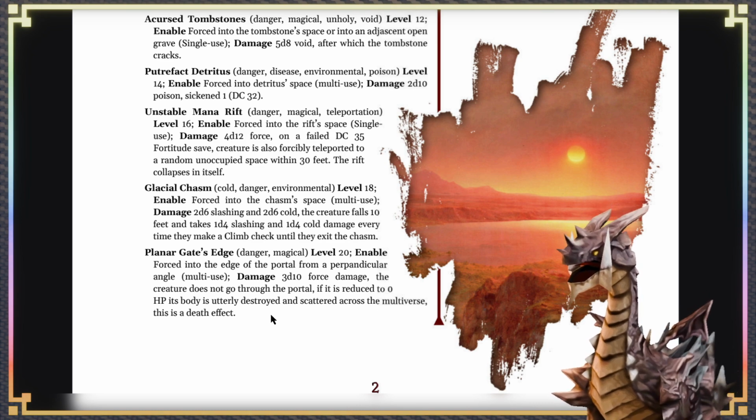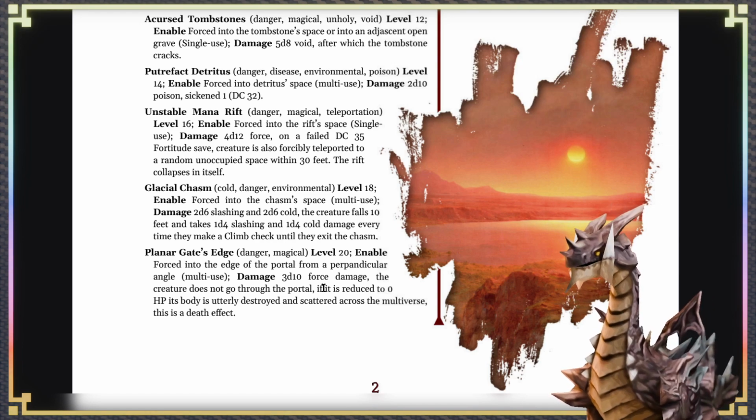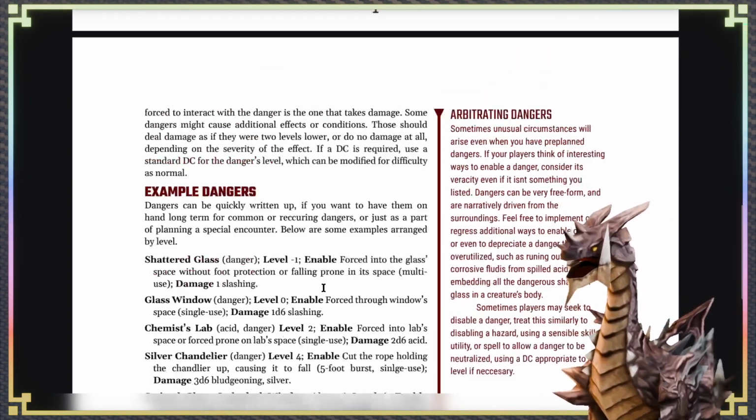So those are all the examples, and I hope that they give you some idea of how you could use these.